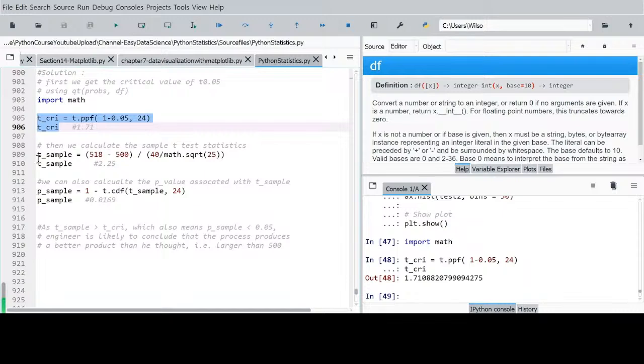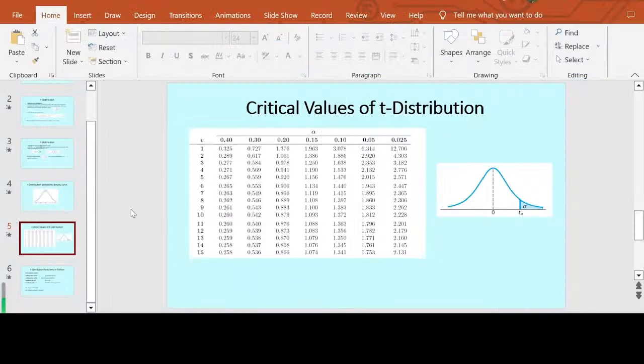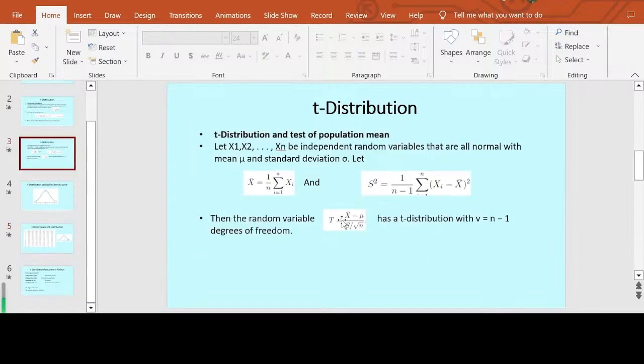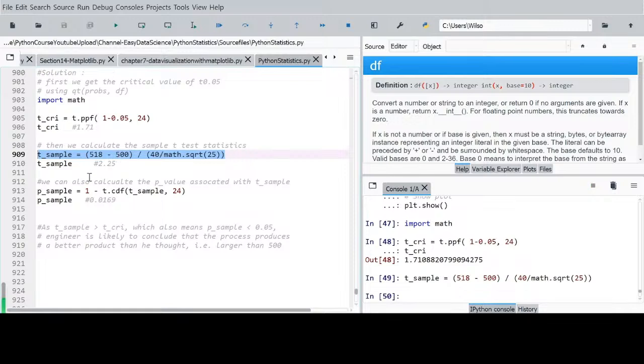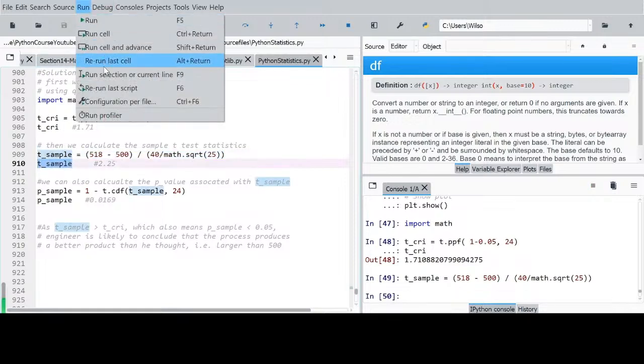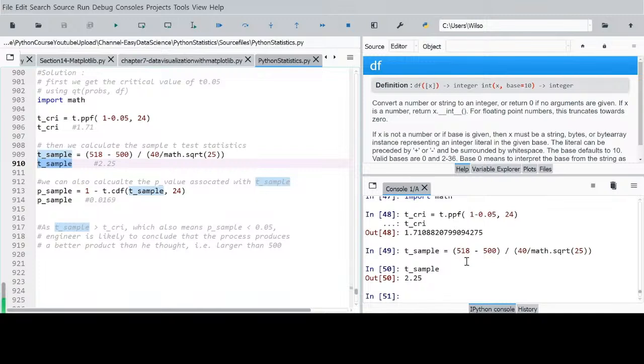So next we calculate the t sample. So the sample statistic, the test statistic. So the t sample statistic is from this formula, right? We have mu, the assumed mu, and we have the standard error from the sample. We have the x bar for the sample mean value, right? And n for the sample size. So everything is ready to calculate the t sample. Just fill in the formula. Then t sample is 2.25.